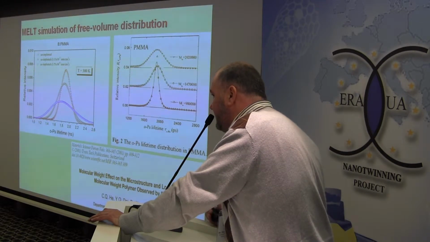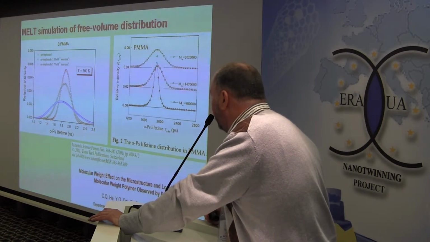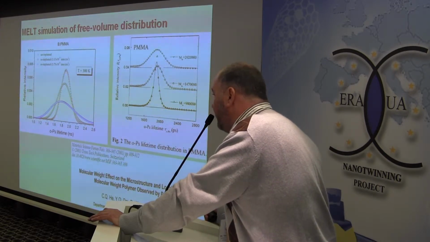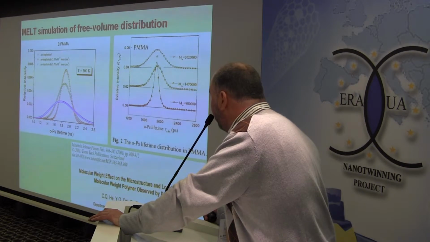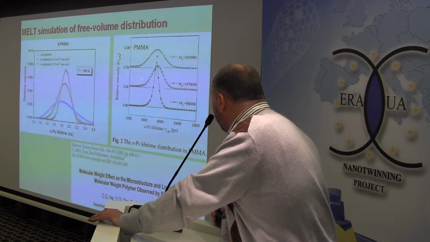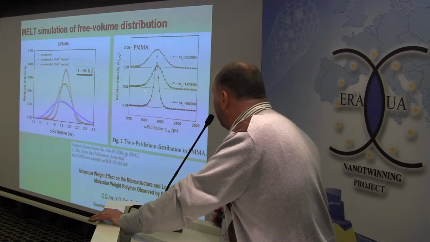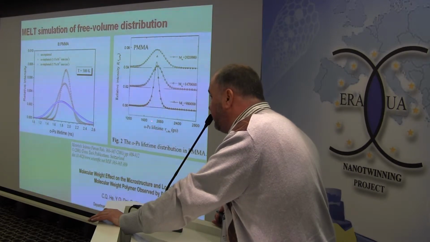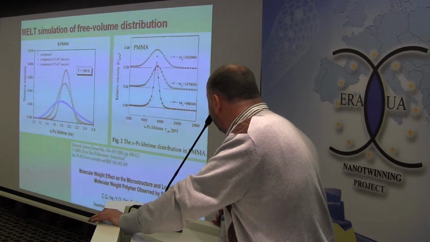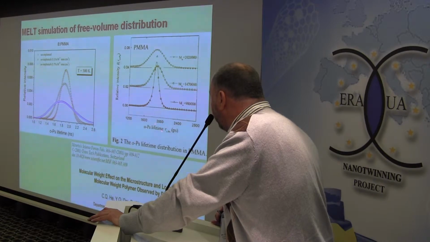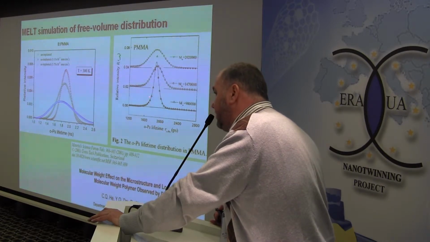Another very interesting aspect for PMMA is the investigation of the free volume of PMMA with different molecular weights. It was found that when the molecular weight of PMMA is very high, we have a broader orthopositronium or free volume distribution. And when the molecular weight decreases, we have a narrower distribution of free volume and orthopositronium lifetime.